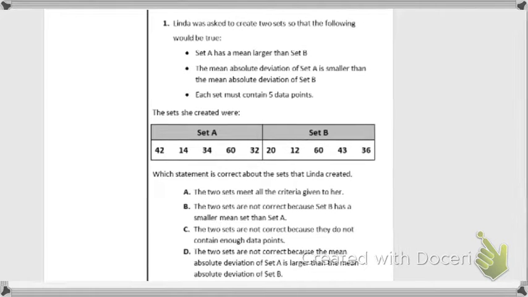Okay, let's do one more. Go ahead and do this one right here. Okay. It says Linda was asked to create 2 sets, and the following must be true. Set A has a mean larger than set B. The mean absolute deviation of set A is smaller than the mean absolute deviation of set B, and each set must contain 5 points. So go ahead and find the MAD for set A and set B and see if these 3 criteria are met.